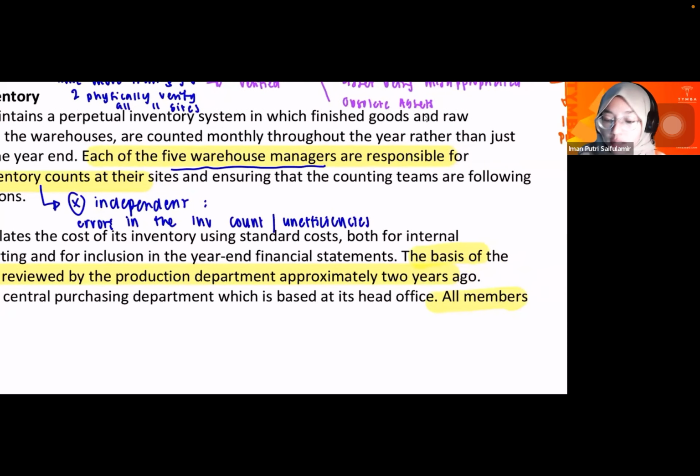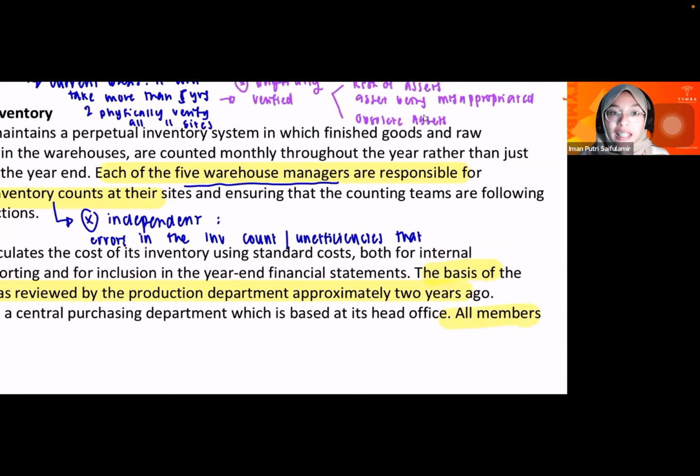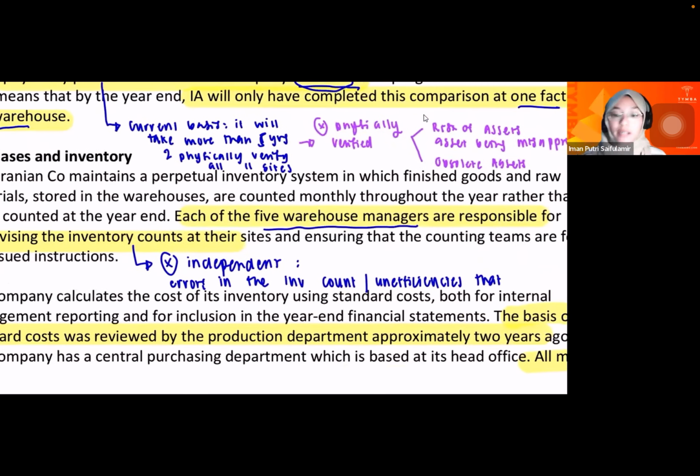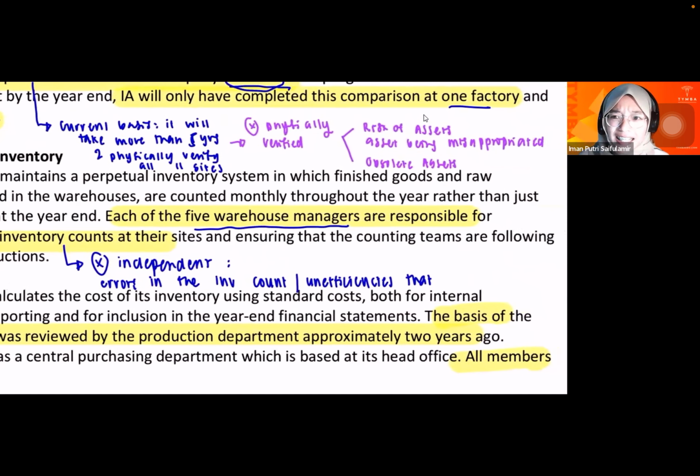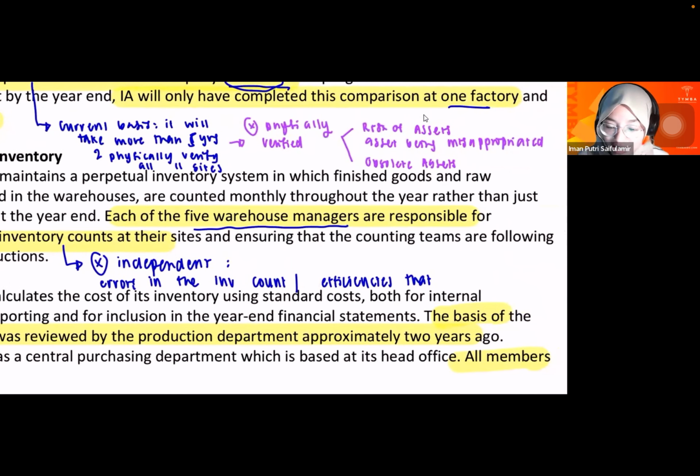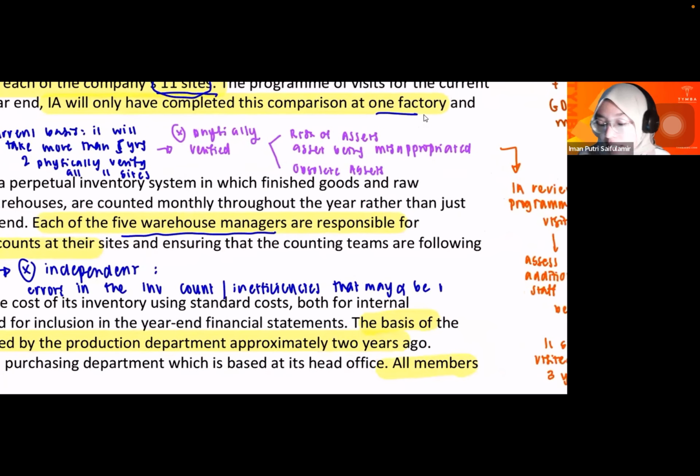Okay, because you think about it kan, this is dia punya department. They don't want to, there may be bias. They might be biased because this is dia punya department. I rasa dia dah hafal kot barang kat situ. So macam, even though they have the knowledge kan, there may be errors or inefficiencies that may not be reported. Okay, or basically you can just say that they may be biased, whatever.